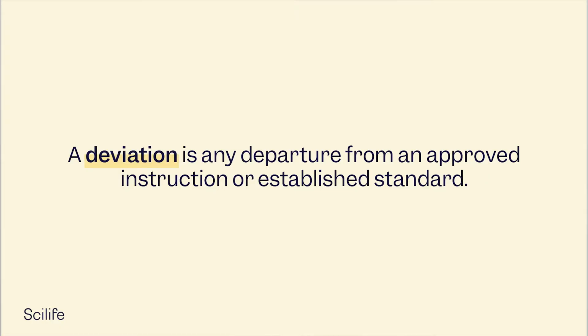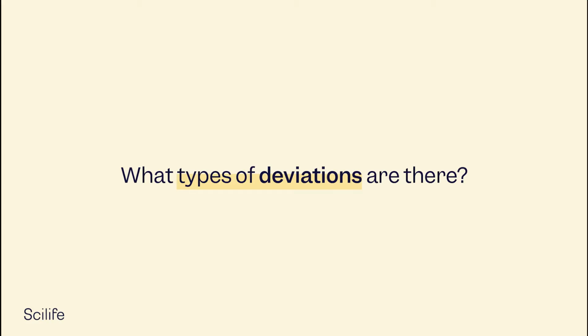A deviation is any departure from approved standards, instructions, procedures, or specifications. Ordinarily, deviations are unplanned. There are, however, certain deviations that are planned in advance. Generally speaking, there are two types of deviations: planned and unplanned.